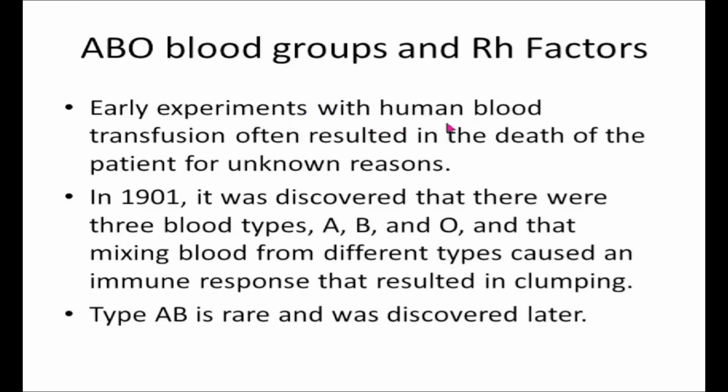Early experiments with human blood transfusion often resulted in the death of the patient for unknown reasons. In the year 1901, it was discovered that there were three blood types, that is A, B, and O, and that mixing blood from different types caused an immune response that resulted in clumping, and the reason for these deaths. Type AB is rare and was discovered later.